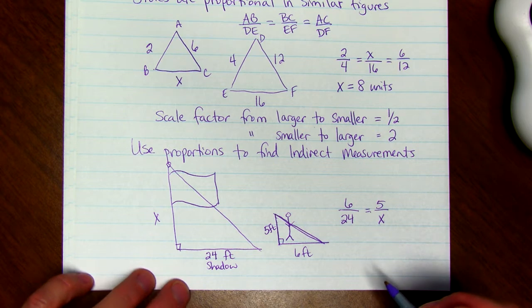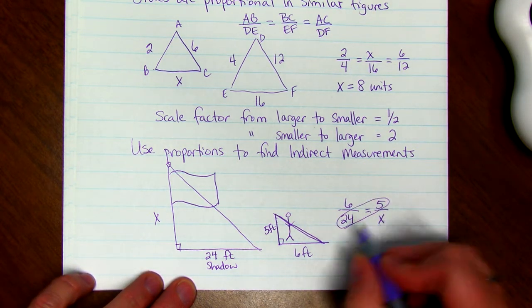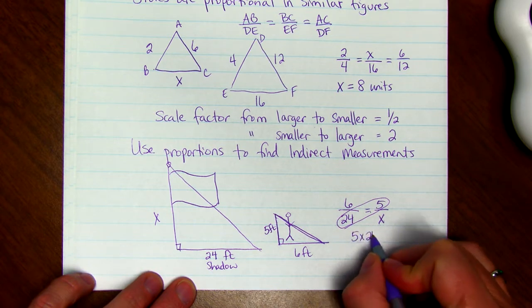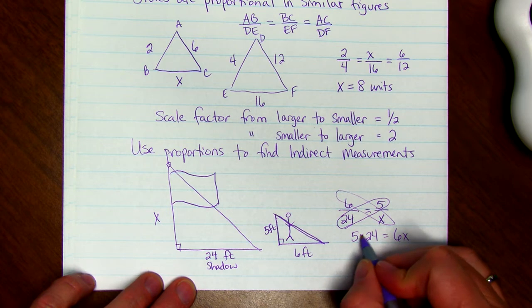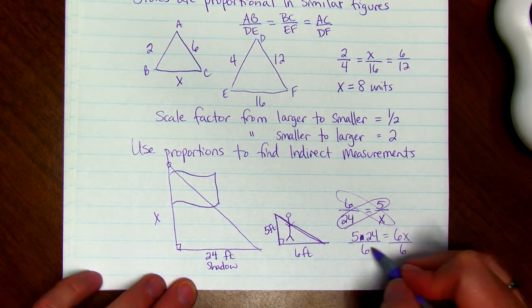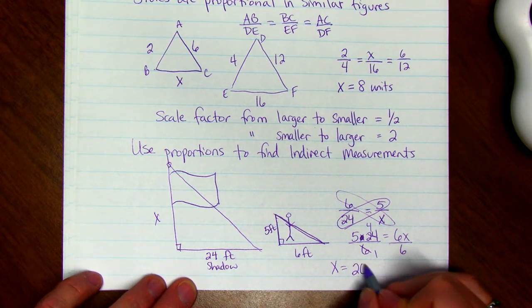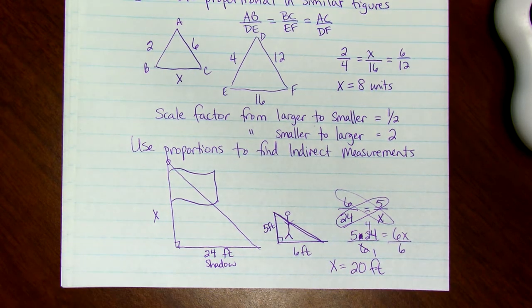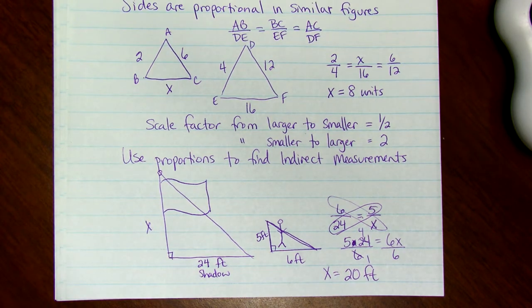Then we can solve by cross-multiplying. So 5 times 24 equals 6 times x. And we're going to divide by 6. 6 goes into 24 4 times, so x is 20 feet. And our flagpole will be 20 feet tall. And that's the end of the lesson.